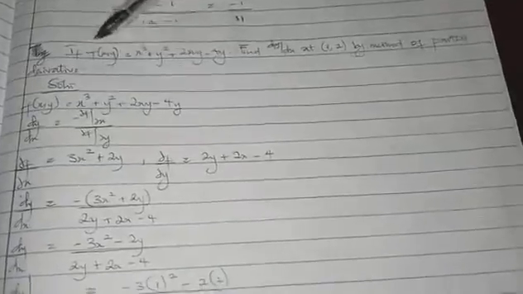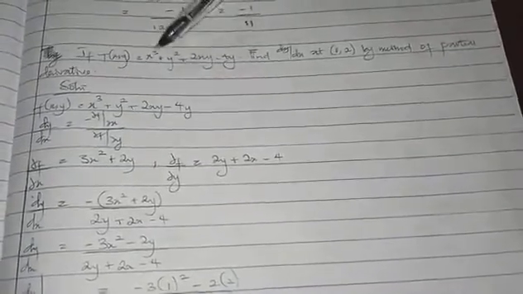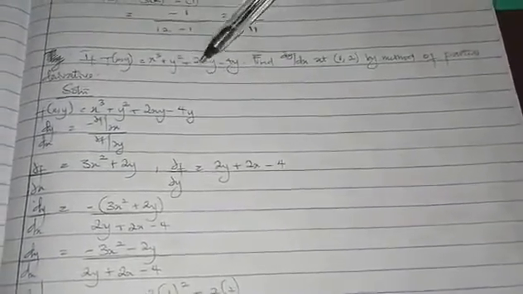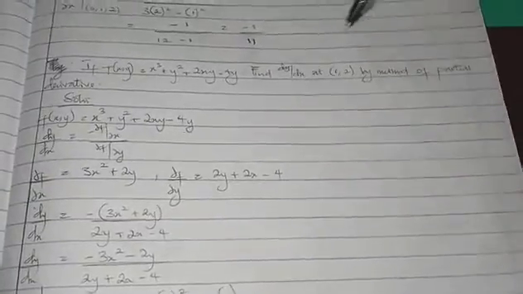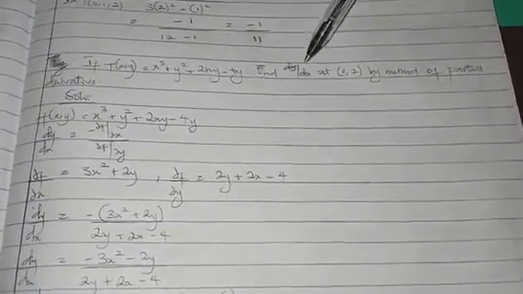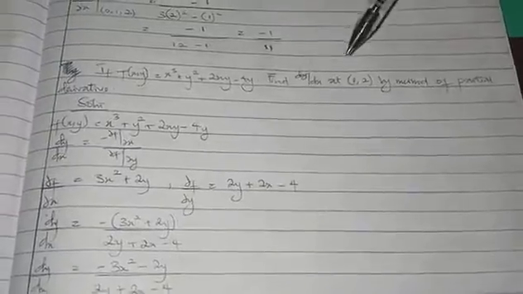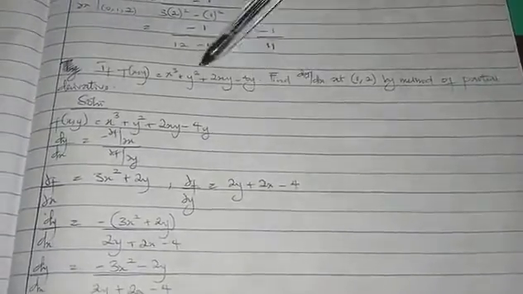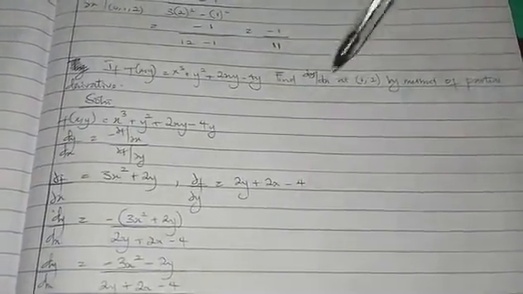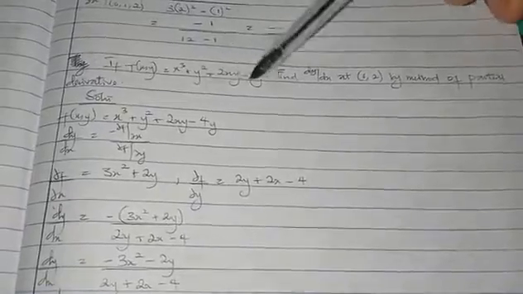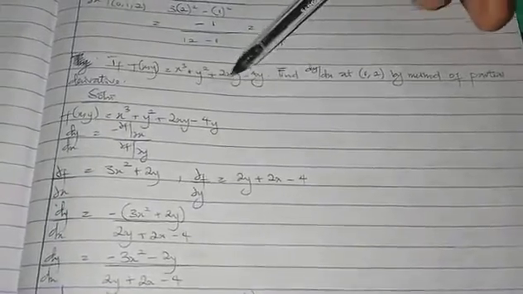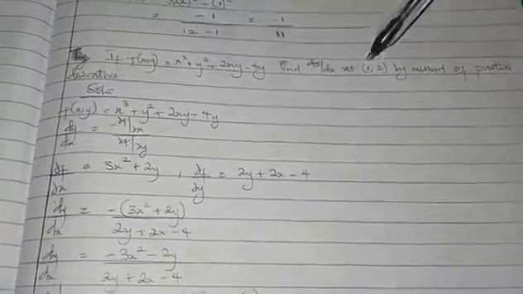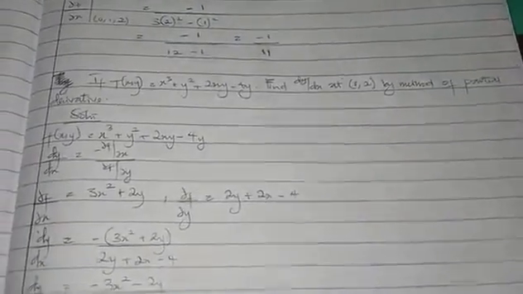And the final question I have here: if f is equal to x cubed plus y squared plus 2xy minus 4y, find dy over dx. We are given y as a differentiable function of x, so find dy over dx at (1, 2) by the method of partial derivatives.